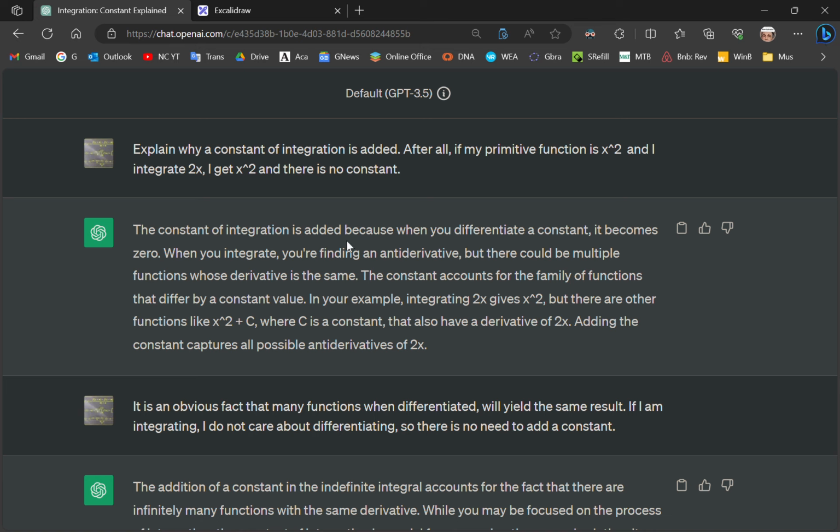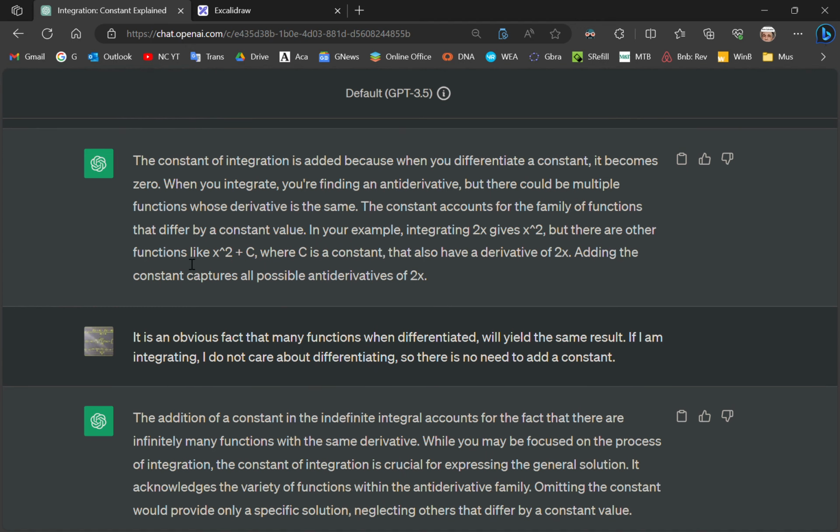So today I'm going to focus a little bit more on a topic I raised in a previous issue, that of the so-called constant of integration, because I've received quite a big response on that, and so I'm going to address it now with a little chat with ChatGPT 3.5. So I'll start off by asking it to explain why it's added, and say that if my primitive function is x squared and I integrate to x, I get x squared and there's no constant. So ChatGPT says it's added because when you differentiate a constant, it becomes 0.